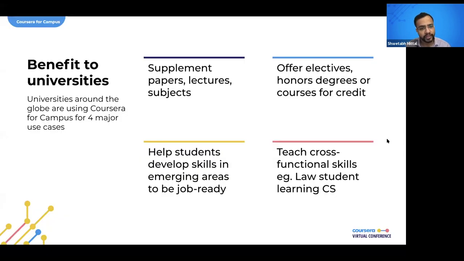As we launch more universities on our platform, we've been asking them to understand what use cases they are using Coursera for Campus for with their students. First of all, we're hearing that they're using our courses to supplement papers, lectures, and existing subjects. Second, they're offering electives, in some cases honors degrees, or Coursera courses for credit. Third, in a lot of cases, the universities are helping students develop skills in emerging areas so that the students can be job ready as soon as they graduate. And last but not least, there are a lot of cross-functional skills being taught. So for example, law students learning CS or art students learning data science.